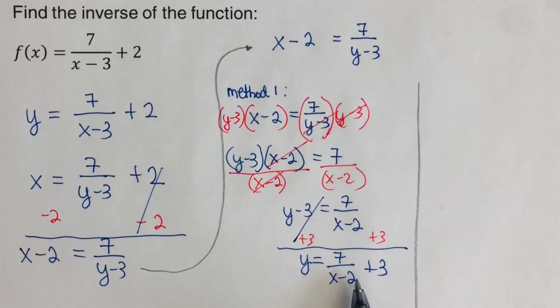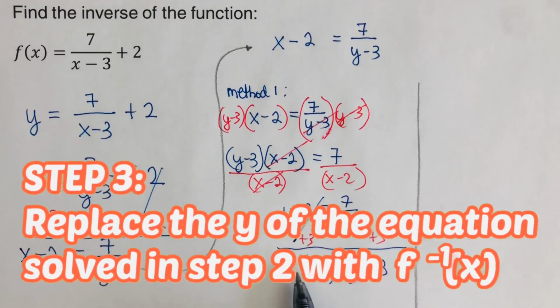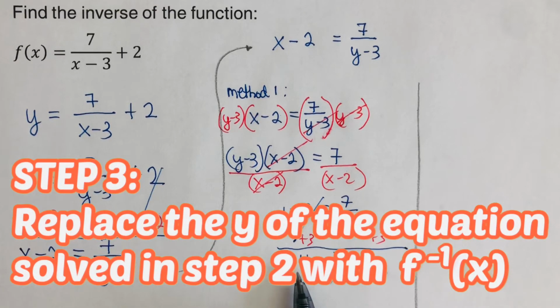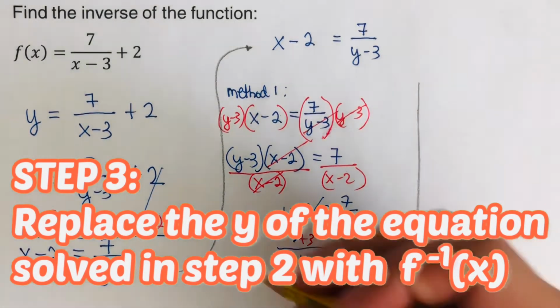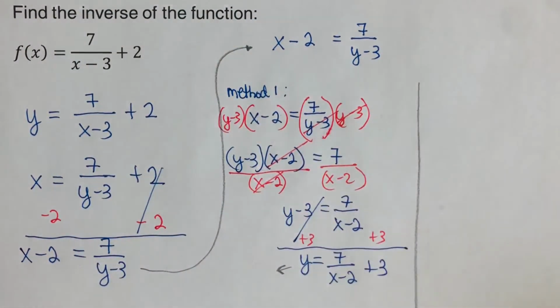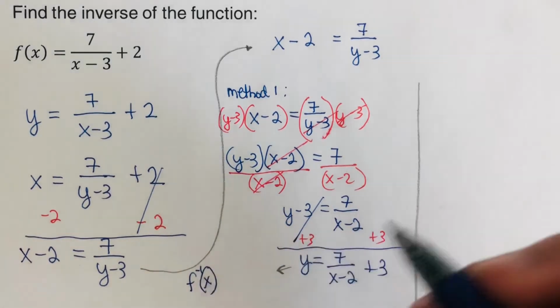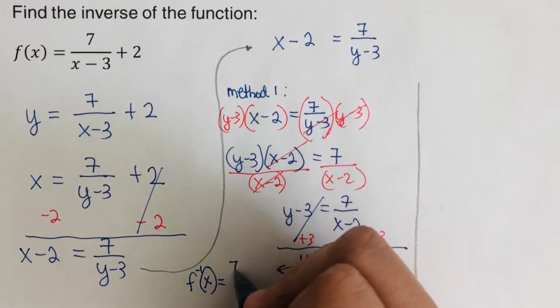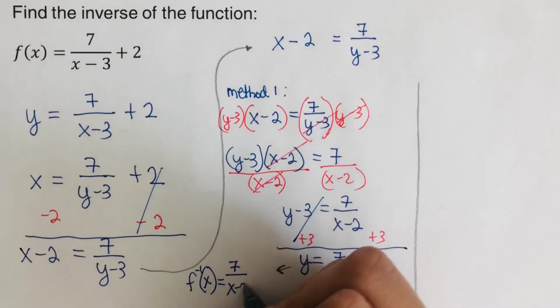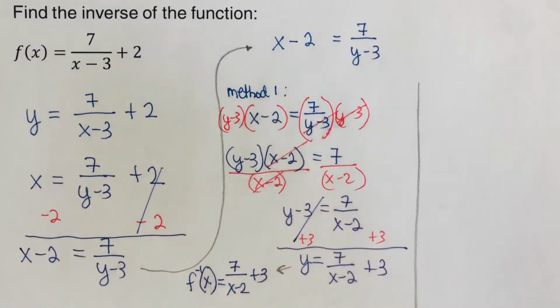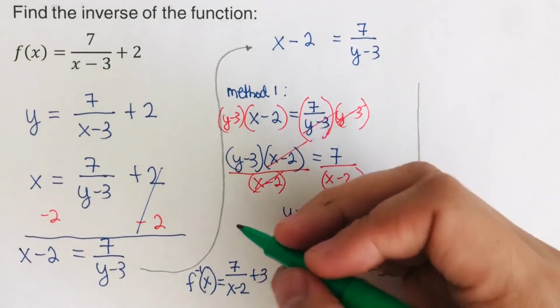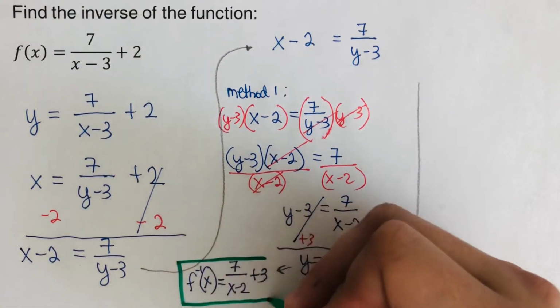We are ready to move on to the third step. Replace the y that we have solved from step 2 with f negative 1 of x. So then we can go ahead and rewrite it in inverse notation as f of negative 1 of x is equal to 7 over x minus 2 plus 3. So this is the inverse of this function right here.